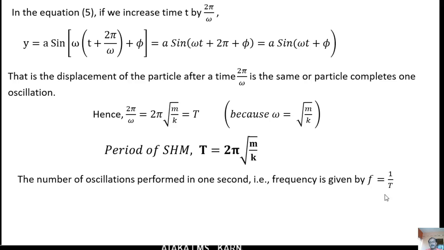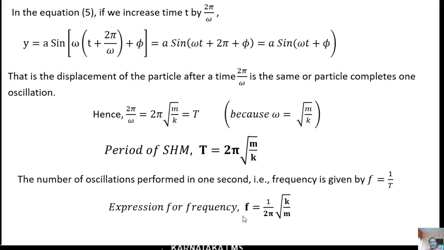Here frequency and time period are inversely proportional to each other. The smaller the frequency, the greater the time period, and the greater the frequency, the smaller the time period of oscillation in case of simple harmonic motion.